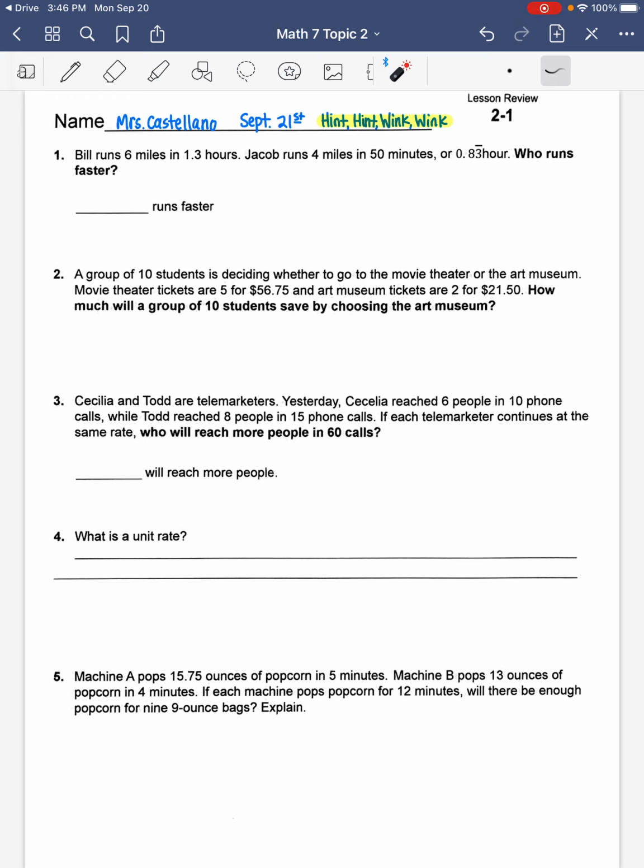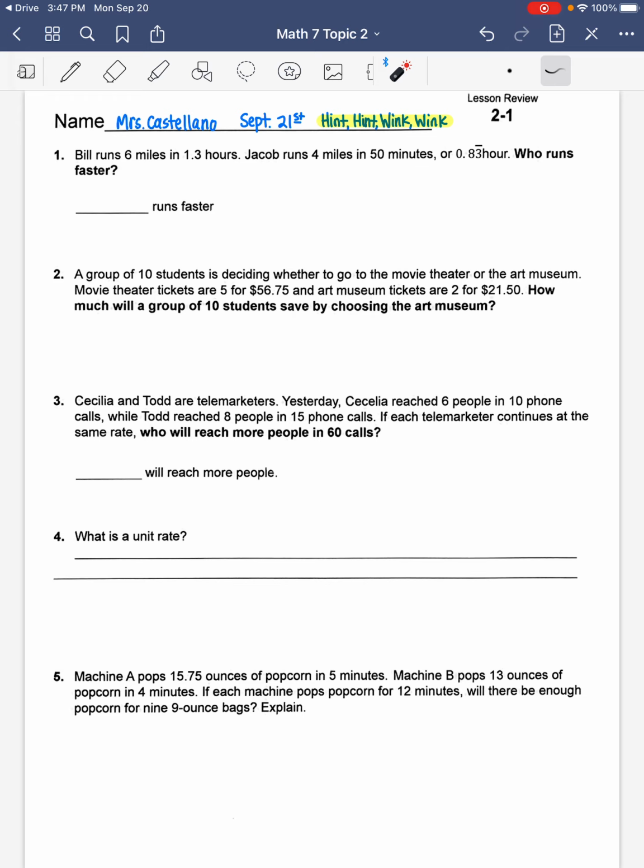So number 1, Bill runs 6 miles in 1.3 hours. Jacob runs 4 miles in 50 minutes, or 0.83 repeating hours. Who runs faster? Okay, so we're going to compare Bill to Jacob, and we're going to have to find their unit rate. How fast do they run just 1 mile?